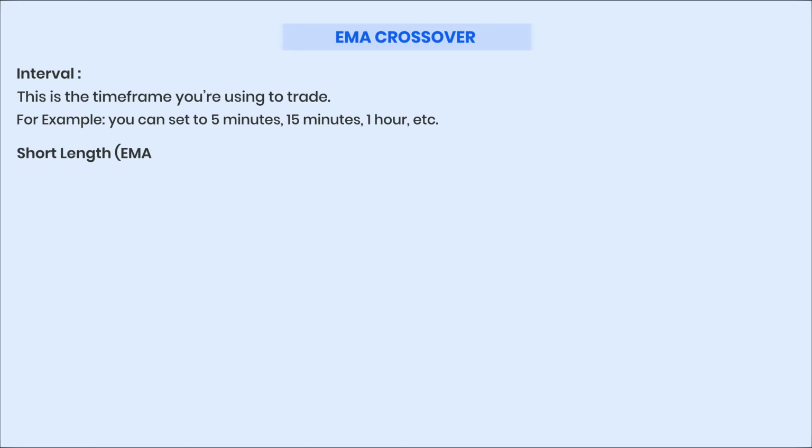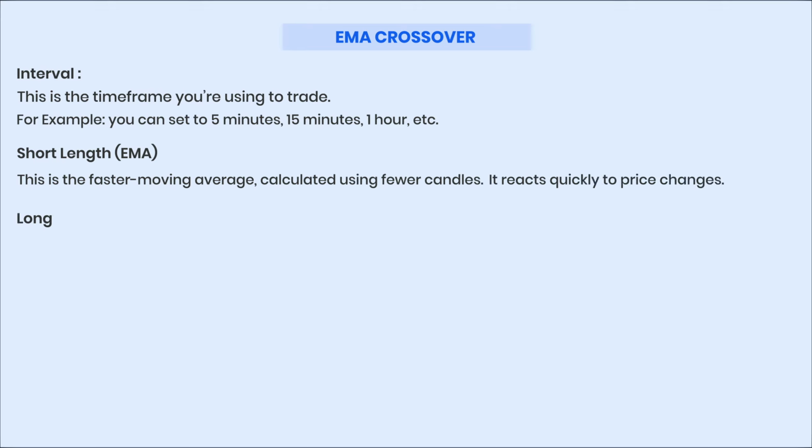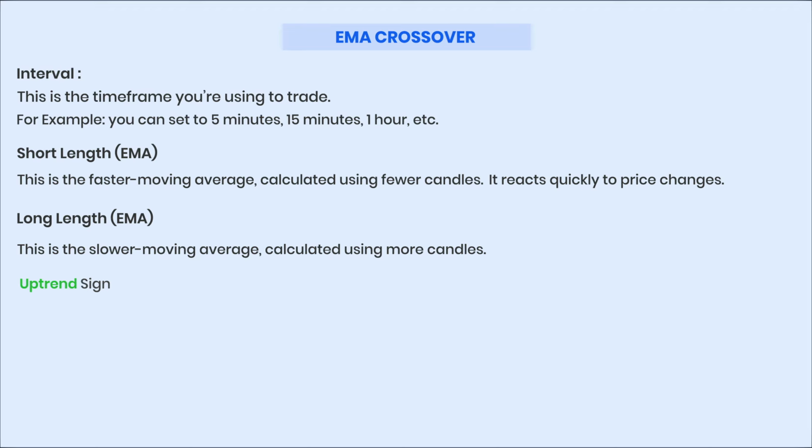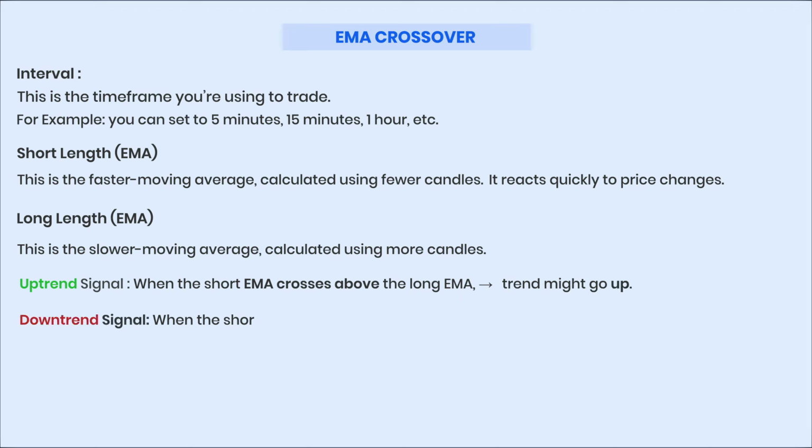Short length, EMA. This is the faster moving average, calculated using fewer candles. It reacts quickly to price changes. Long length, EMA. This is the slower moving average, calculated using more candles. Uptrend signal, when the short EMA crosses above the long EMA, which indicates trend might go up. Downtrend signal, when the short EMA crosses below the long EMA, which indicates trend might go down.